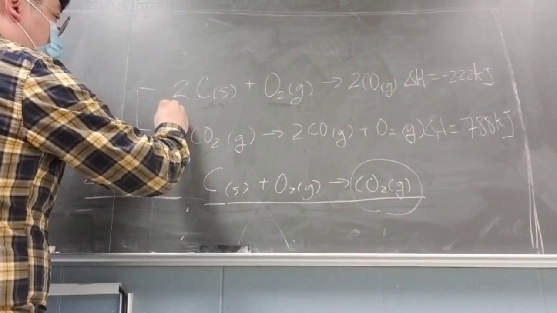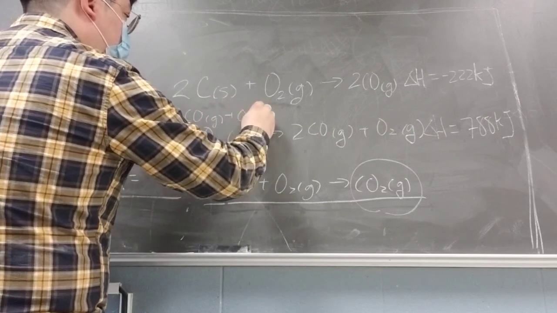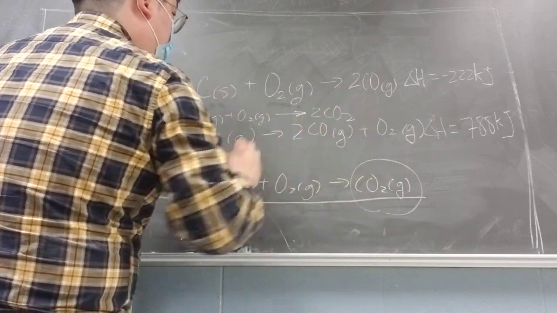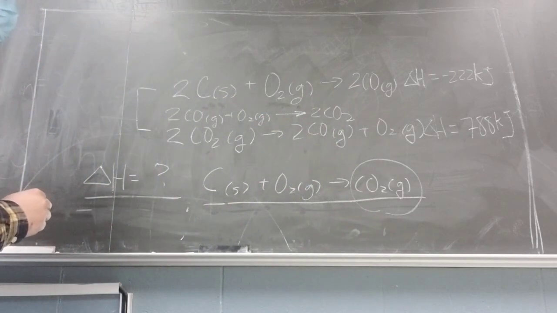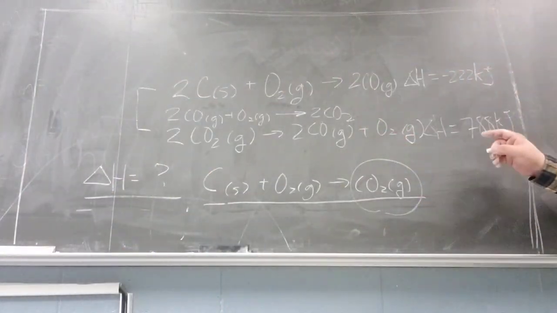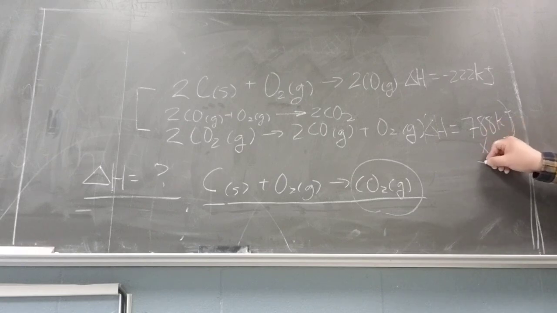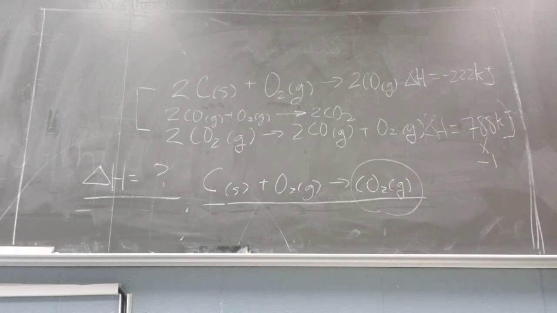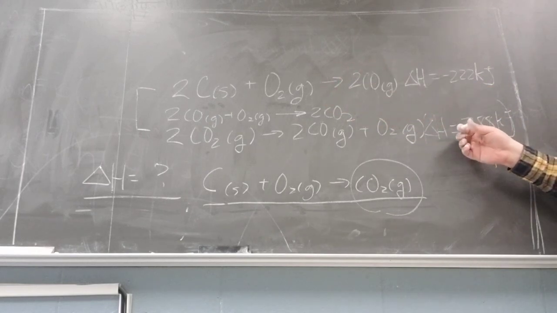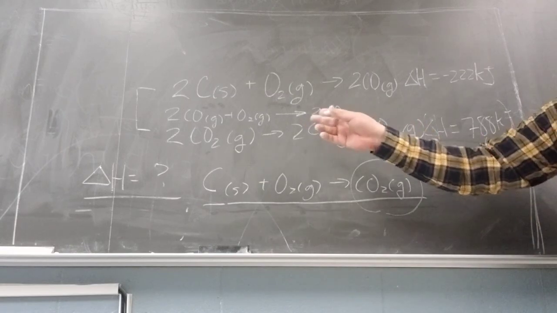So if you flip this one, it will be 2 carbon monoxide plus O2 will make 2 carbon dioxide. Whenever you flip this one, you just need to do the same thing for your enthalpy change, which is multiplied by -1. Because now you're going in the opposite direction. So that's why you have a different sign for that enthalpy change, because you're actually doing the reverse of the other one.